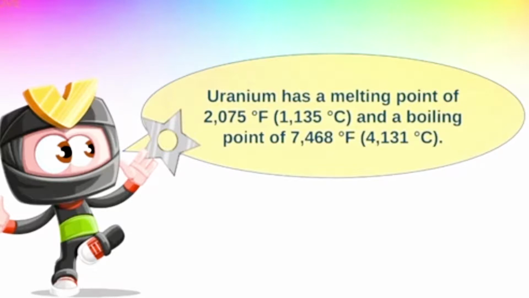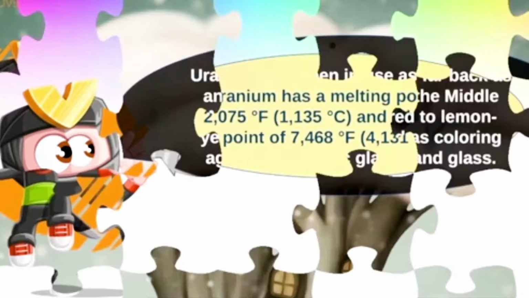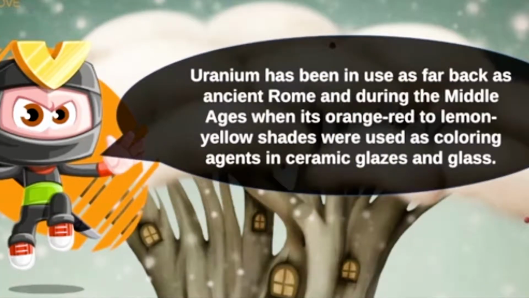How is uranium used today? The main use for uranium today is for fuel in nuclear power plants. Nuclear power plants generate power by causing a controlled fission chain reaction using uranium. This produces huge amounts of energy from a small amount of uranium. 1 kilogram of uranium can produce as much energy as 1,500 tons of coal.